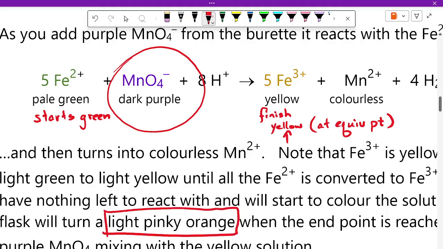You are not expected to know that. If you do a lab with this sort of thing, you would be told you're looking for a light pinky orange color.